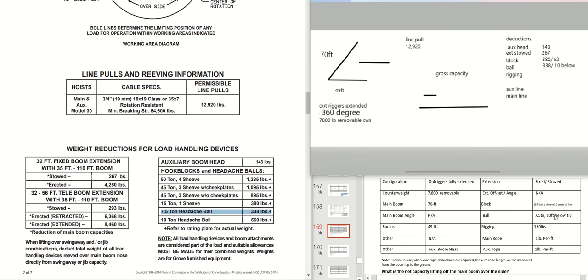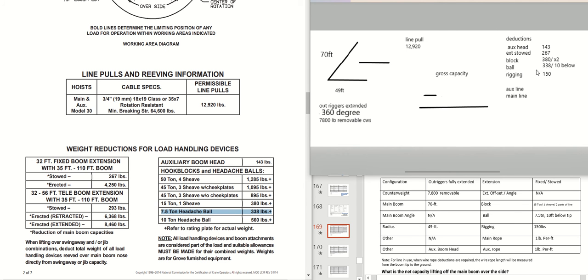And now our next deduction falling below that, that's our rigging. If you look down in the right corner, that will be 150 pounds. So 150. I'm going to move that up so it matches up a little bit better. Rigging 150.